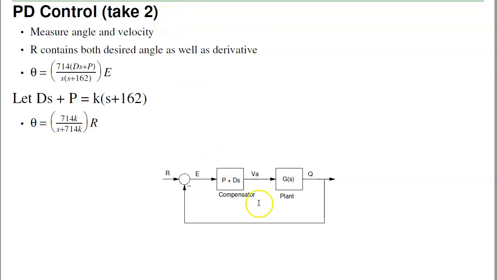A second version of PD control is if I can essentially measure the velocity of the set point, then instead of having to put in just the position, I can now take Ds times r. I'm going to have the feed forward term, the derivative of the set point. What that does is I can now take Ds and p and have it cancel with this s plus 162. And then just have a 714 over s, close the feedback loop. This is what I get.